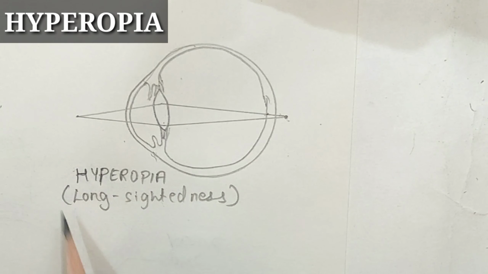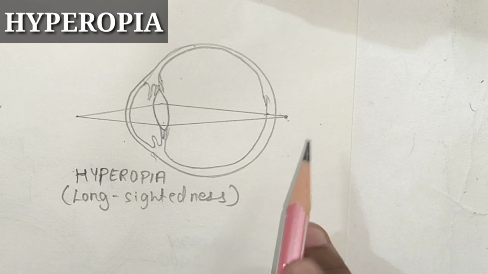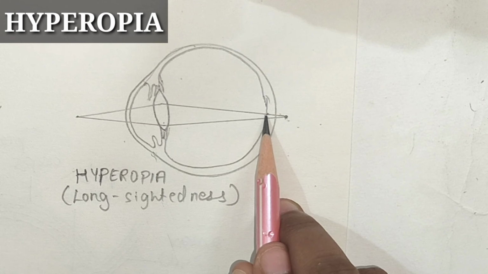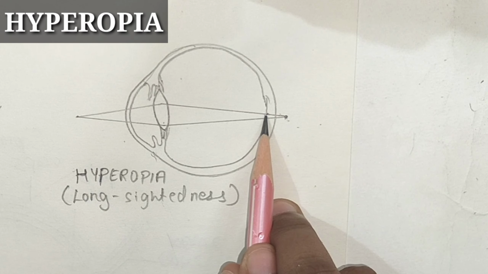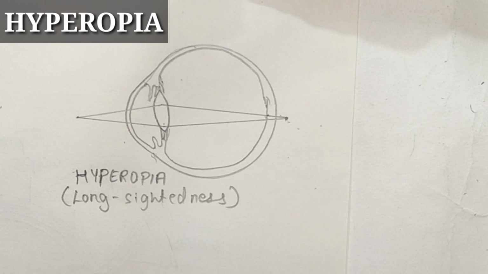Now let us see the correction. For the correction of this condition, we use a convex lens, which is a converging lens. As the image is formed behind the retina, हमें चाहिए कि image form हो on retina, येलो स्पॉट पे, तो यहाँ पर लाइट को कन्वर्ज करने वाले लेंस की जरूरत है. So the converging lens we use is the convex lens. So let us see the correction.